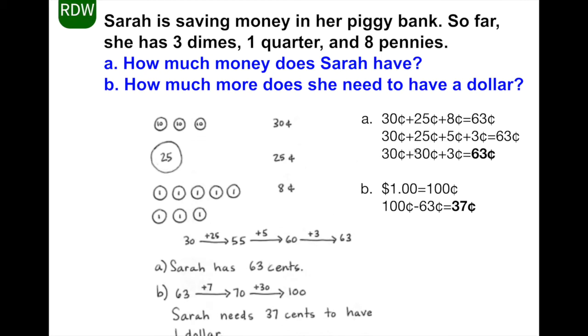So then I have 30 plus 30 plus 3, that 3 that came in from here. So 30 plus 30 is 60, plus 3 is going to be 63 cents. So I know she has 63 cents right now.